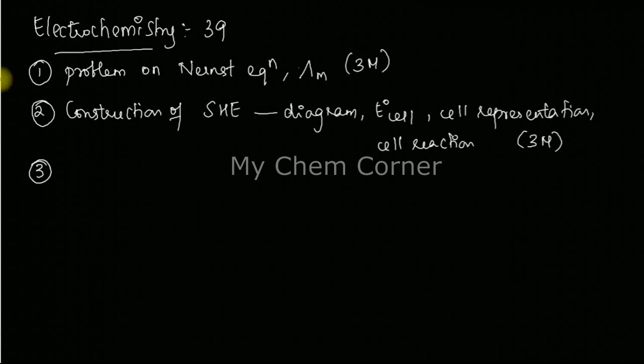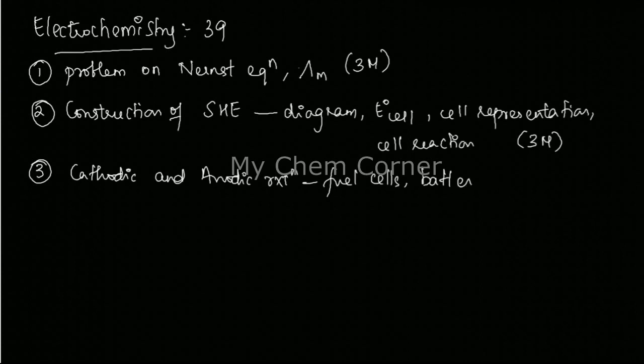You have those parts in the chapters that have cathodic and anodic reactions, right? Cathodic and anodic reactions. Where do they come? They come under fuel cells, they come under batteries, and they come under corrosion, right? So these things come from here, and that is for a 2-mark question. Alright, so cathodic anodic reaction, fuel cells, batteries, and corrosion can come for 2 marks.